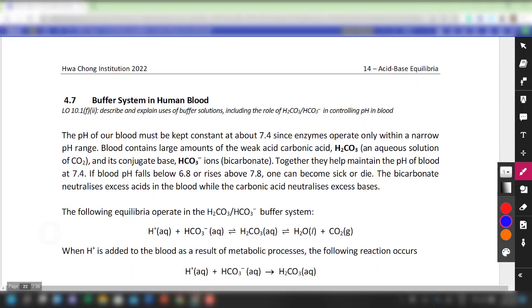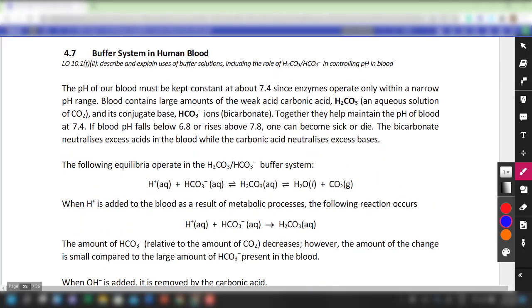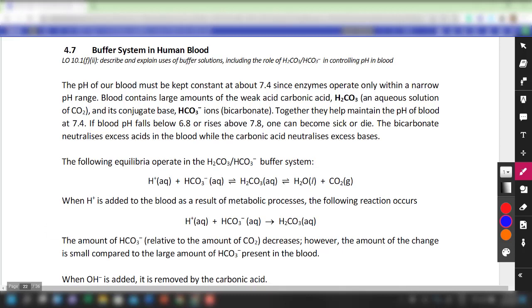Okay. Then next we have the buffer system in blood. Those of you doing bio, or those who are maybe a little bit familiar with how our blood works, might have learned in secondary school that it actually contains a large amount of the weak acid, carbonic acid, existing in aqueous form, and its conjugate base known as bicarbonate, or hydrogen carbonate if you look at the IUPAC naming system. So they help to maintain the pH of blood at about 7.4.